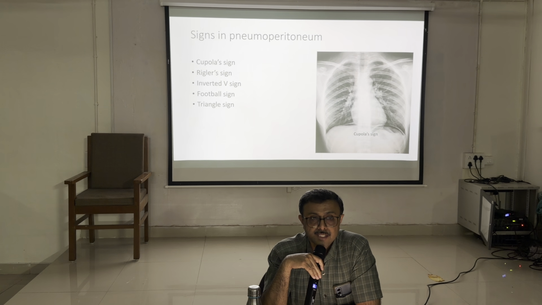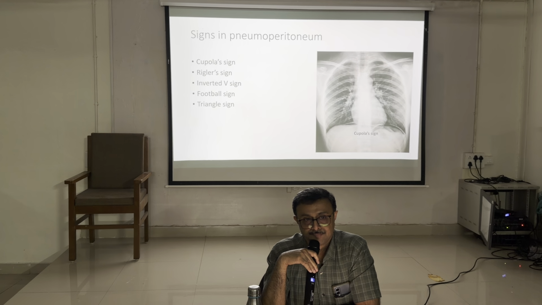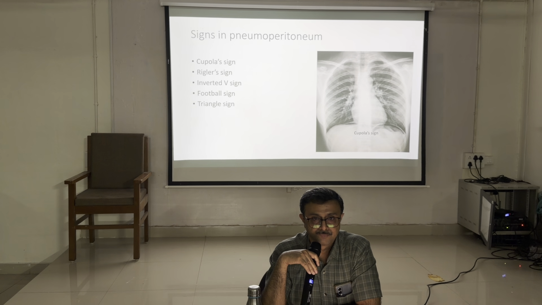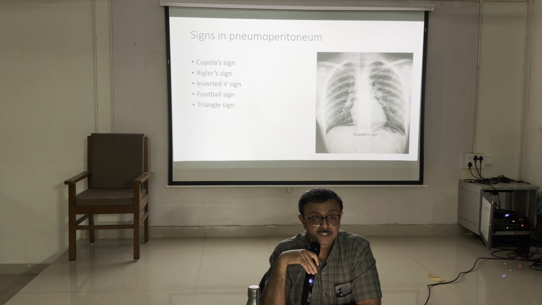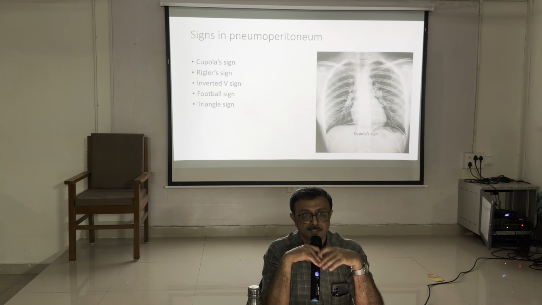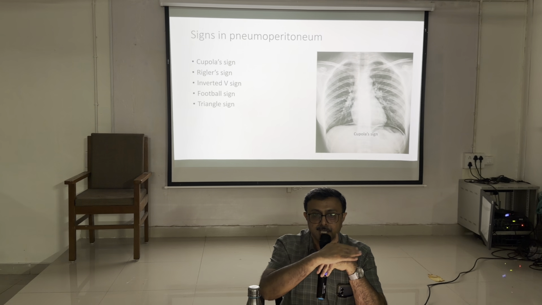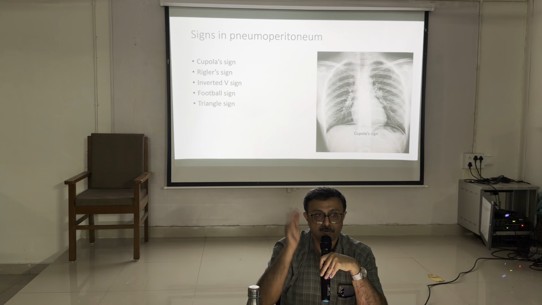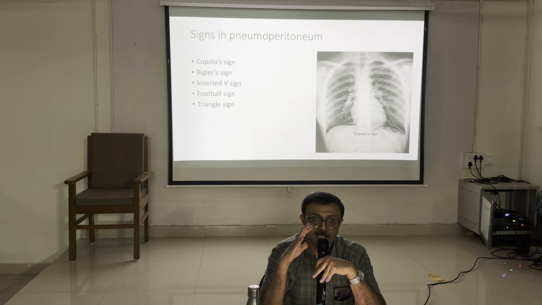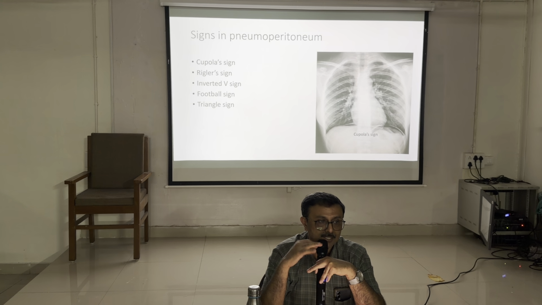How to see it in an X-ray, and how it happens. So this is the X-ray of the cupola sign. Free gas under the diaphragm can only appear when the patient is in a standing position. In a standing position, the gas will rise under the diaphragm. When it is not seen like that, the cupola sign can be visible when, by chance or by mistake, the first X-ray is done in the supine position.